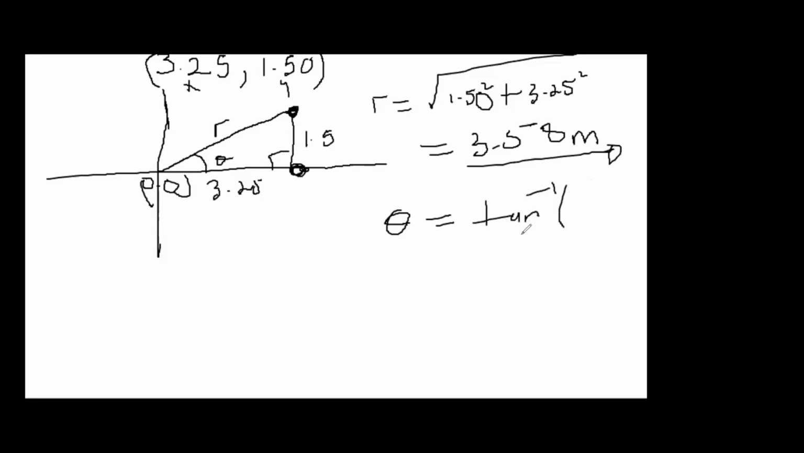Tan uses opposite and adjacent. In this case, arctan, the opposite is 1.5, the opposite of this theta, over the adjacent, 3.25. What are we getting for angle theta? I'm getting 24.8. Yes. Okay, 24.8 degrees.